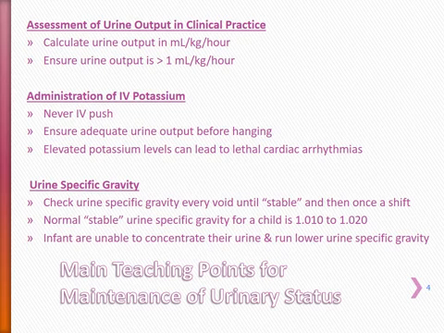Urine-specific gravity, we want to check at every void until stable. So this would be any child that comes in with hypovolemia, dehydration, nausea, vomiting. We're going to be checking urine-specific gravity on them. And when we say stable, stable would be a urine-specific gravity of 1.010 to 1.020. And then we have to remember that infants are not able to concentrate their urine, so they do run lower urine-specific gravities. And we'll be talking more about urine output, how we calculate it.